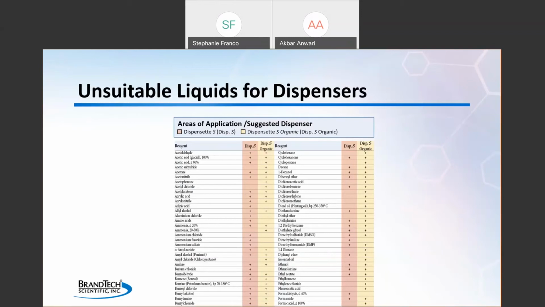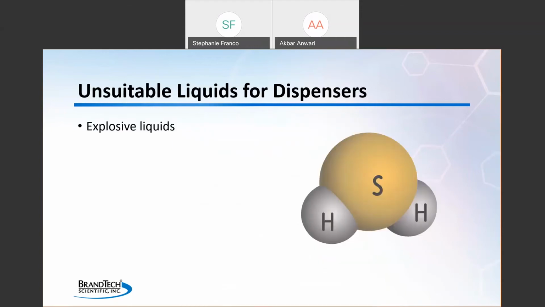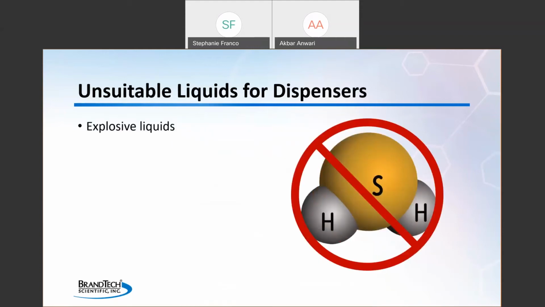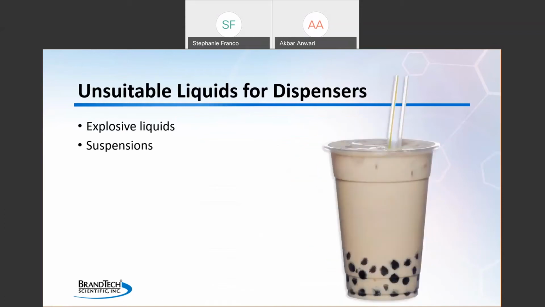Additionally, some liquids are not suitable for bottle top dispenser technology, so the properties of the liquid are important. Explosive liquid types, such as carbon disulfide, would not be suitable for bottle top dispensers. Another example would be suspensions, as the particles can cause issues with the mechanism, such as obstructing proper valve operation or operating a floating piston or piston seal.